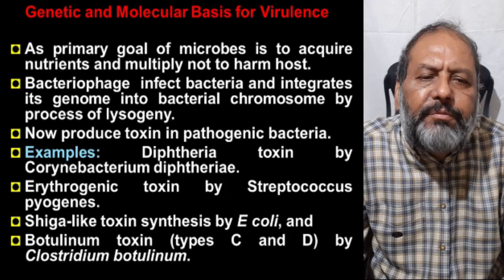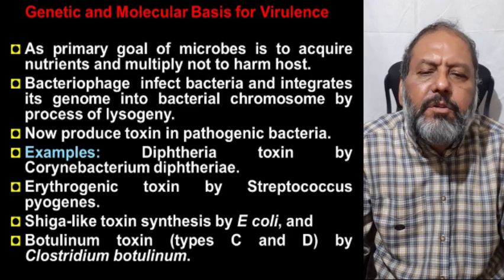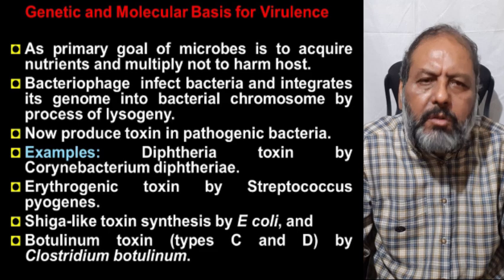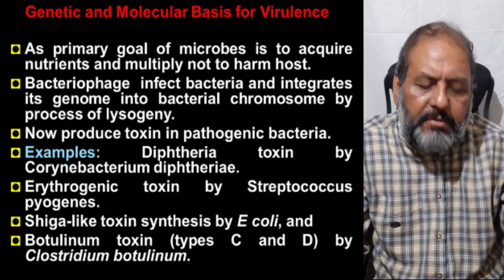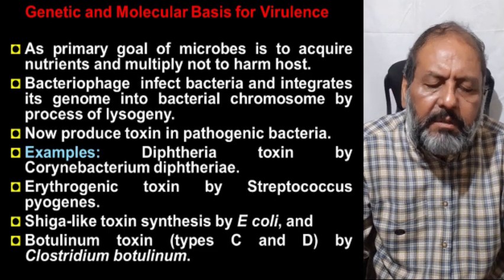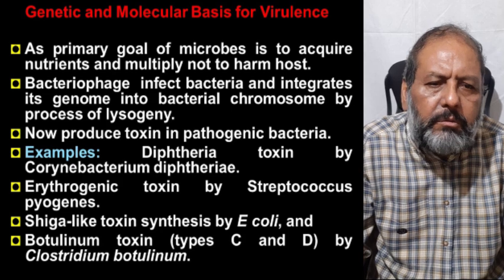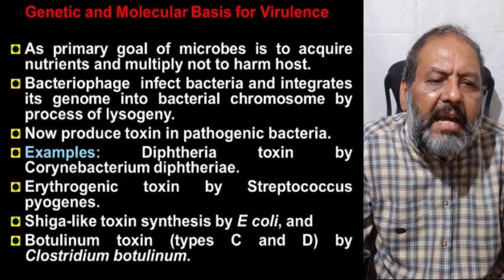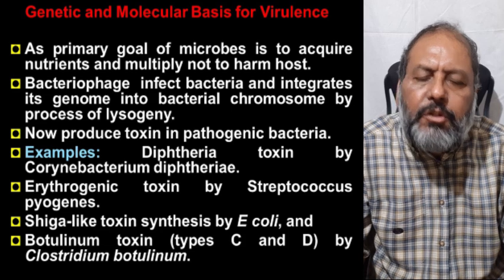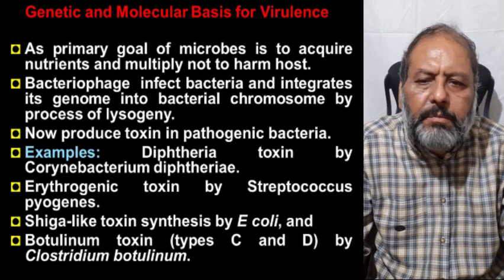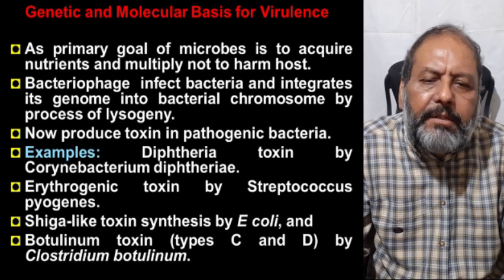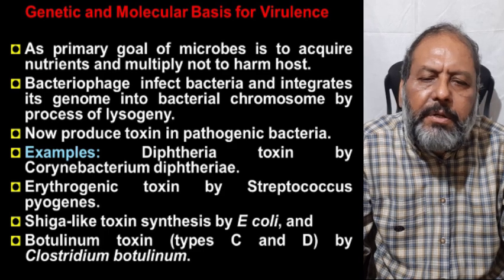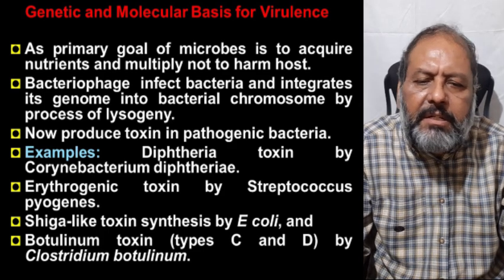The primary goal of the microbe is to acquire nutrients and multiply, not to harm the host, just to live silently and comfortably without doing any harm to the host. Bacteriophage infect bacteria and integrate their genome into the bacterial chromosome by a process of lysogeny. Now they produce toxins in the pathogenic bacteria.